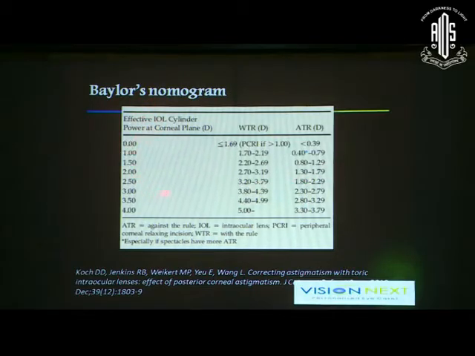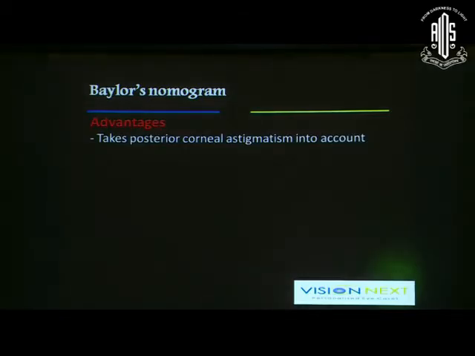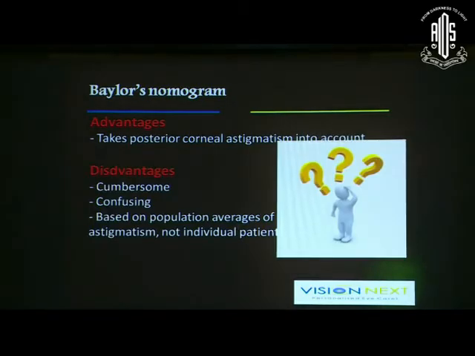Then you define your effective IOL cylinder at corneal plane, and accordingly you have to define the lens that you're going to go for. It's a little cumbersome, but it's pretty accurate, and we have alternatives of this Baylor's nomogram today, and I'm going to discuss that in detail. So Baylor's nomogram takes into consideration the posterior corneal astigmatism, but to be very frank, it's pretty cumbersome. Why not an online calculator?